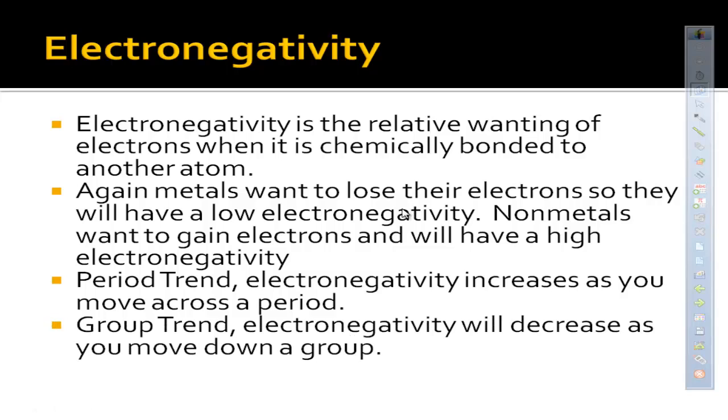And group trend, as you go down, again, those outer electrons are further from the nucleus. So as you go down a group, that nucleus cannot grab those electrons as easy. It cannot pull on those electrons as easy. So electronegativity is going to decrease as you go down a group.